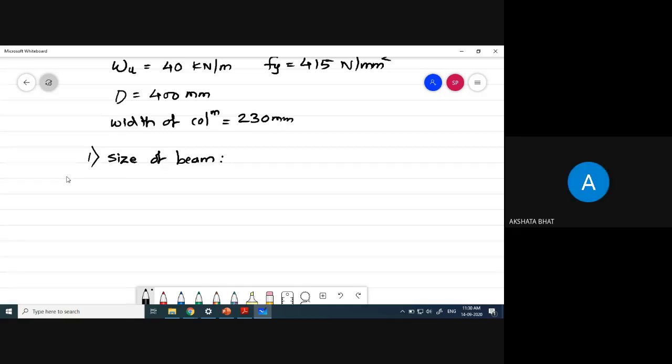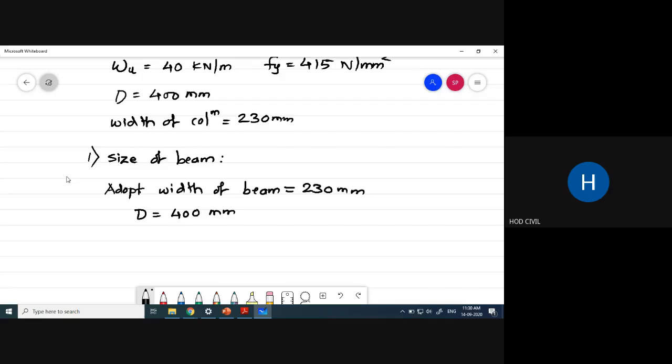Width of support. Okay, so we will adopt the width of the beam. Width of beam is equal to the column width, that is 230 mm. Overall depth D is already given, so we have to adopt that only. So D is 400 mm.